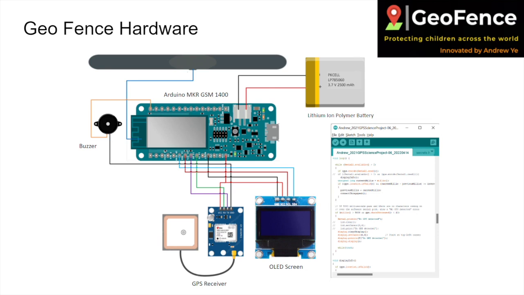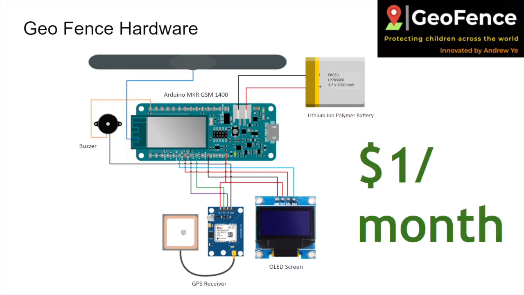The Arduino IDE code allows my Arduino GSM 1400 to access my GPS receiver's data and sends it to an IoT cloud via a cellular network using an IoT SIM card. Now, what's so significant about this IoT SIM card? It only costs $1 a month for data, compared to traditional phones that require $15 to $20 a month.